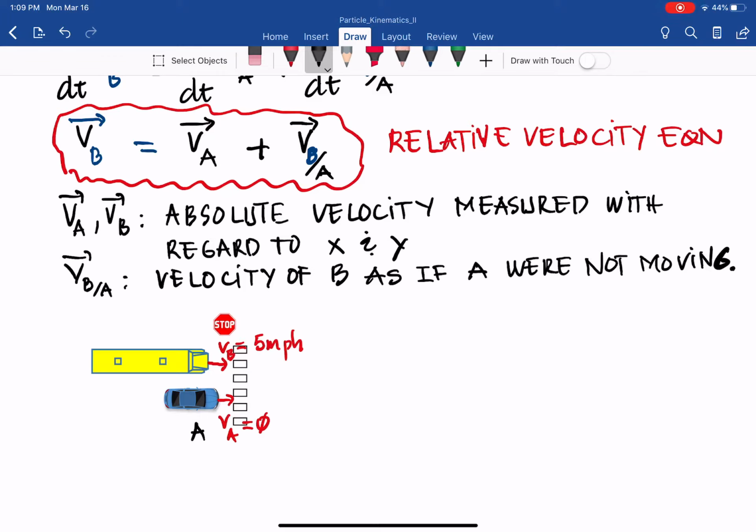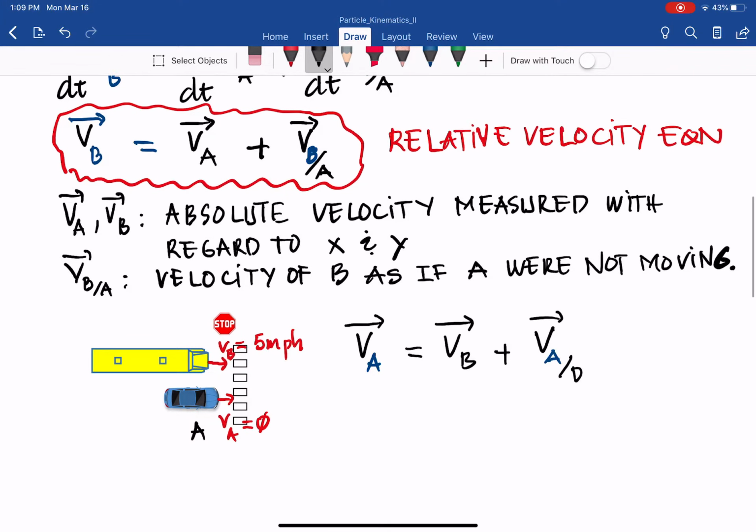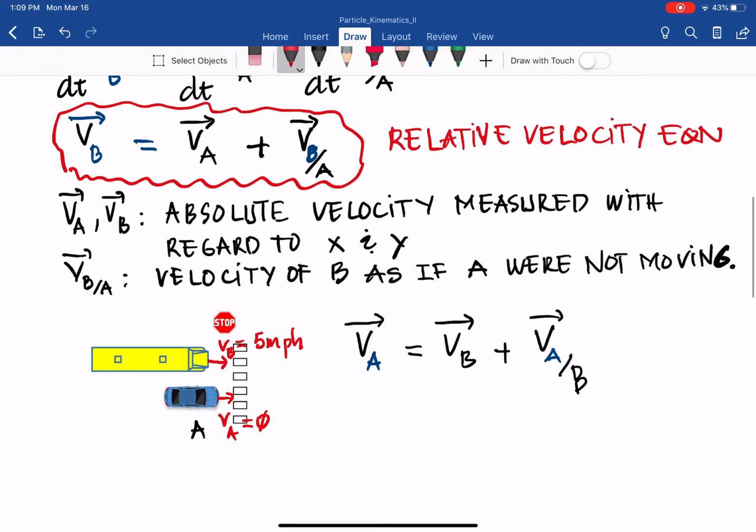Here we want to see the relative velocity of the car, which is A, relative to the bus, which is B. So we start with V_A equal to V_B, the bus, plus V_A relative to B. Then if I project this vector equation in the x-axis, the horizontal, which on the road means eastbound, and let me assume going east is positive.